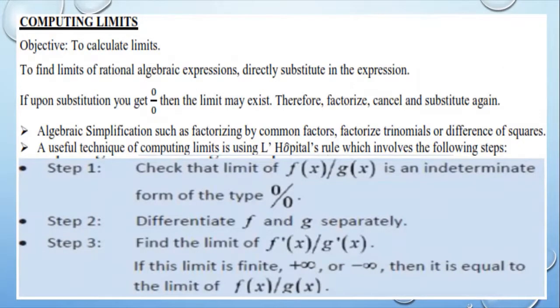So another situation can also be there. You can get infinity upon infinity, positive infinity upon positive infinity, or negative infinity upon negative infinity. Then also you have to use this method, L'Hopital rule. So I will not be touching on that infinity part. I'll just show you the scenario of 0 upon 0, and what you have to do when you get 0 upon 0.